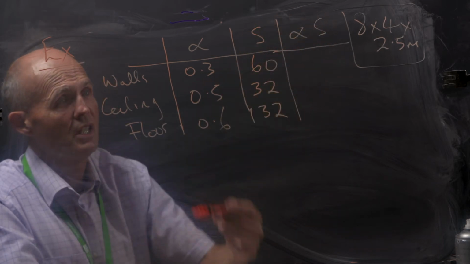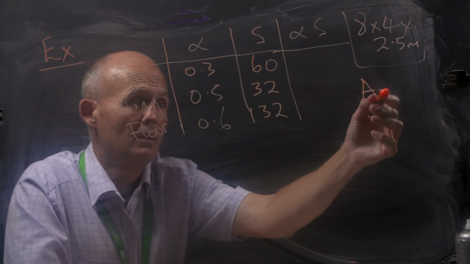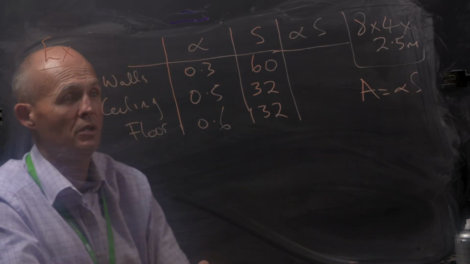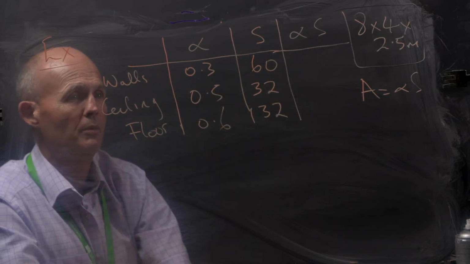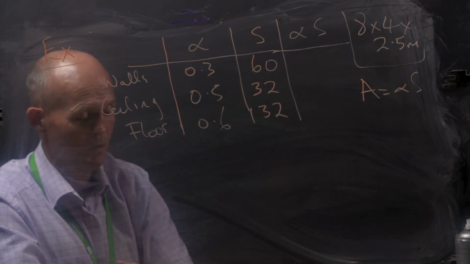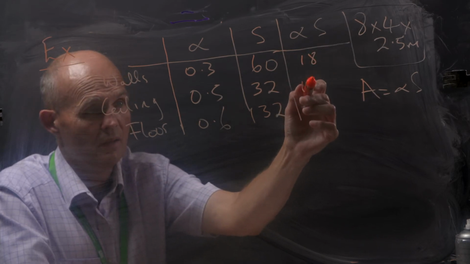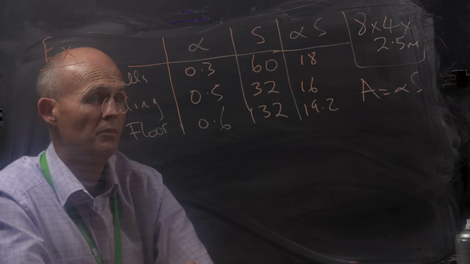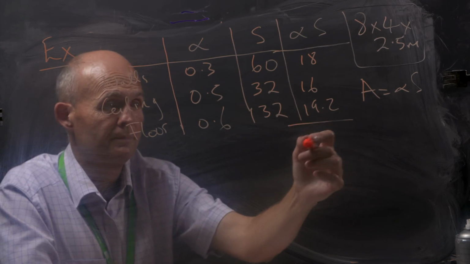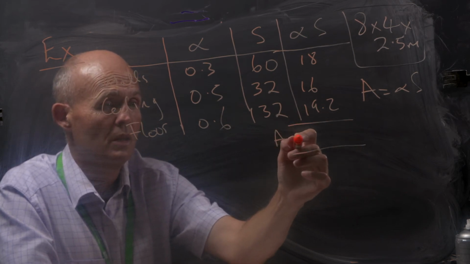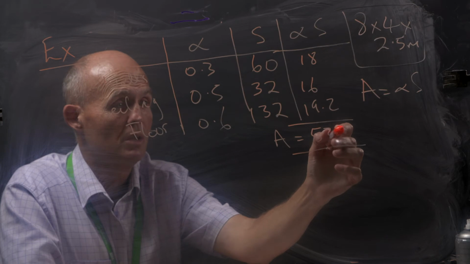The product at this end of the table is alpha times S. This is the actual absorption of the room. So we've got the absorption of the walls, the absorption of the ceiling, and the absorption offered by the floor. It's a product of these two parameters. So these become 18, 16 and 19.2 meters squared. All the units of those are meters squared. We now simply add all those up to get the total absorption in the room. The total absorption in the room is 53.2 meters squared.